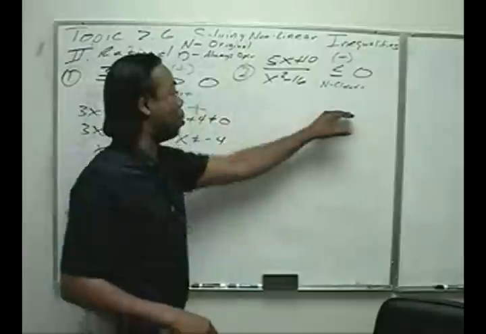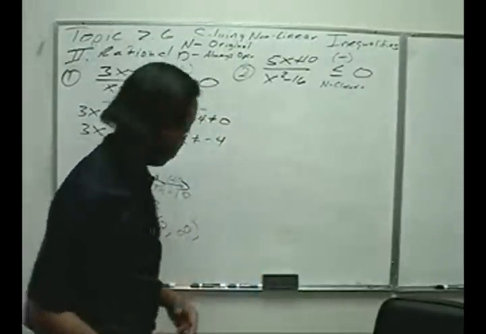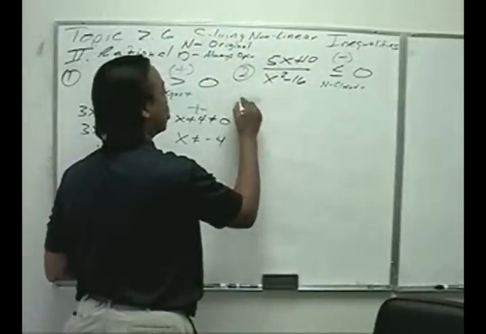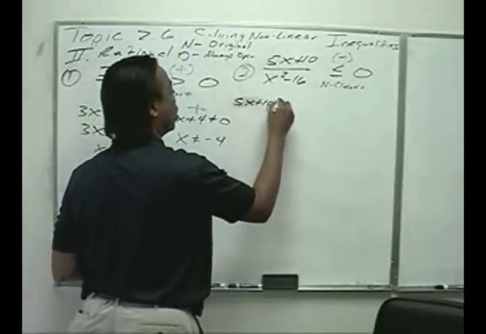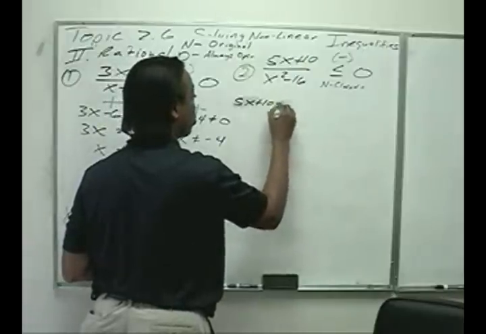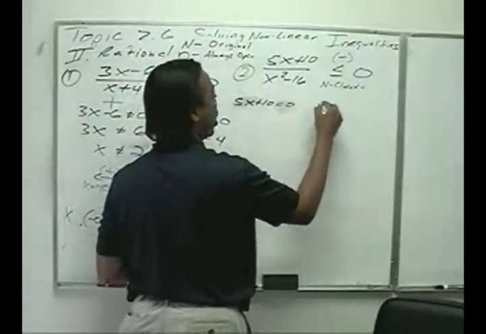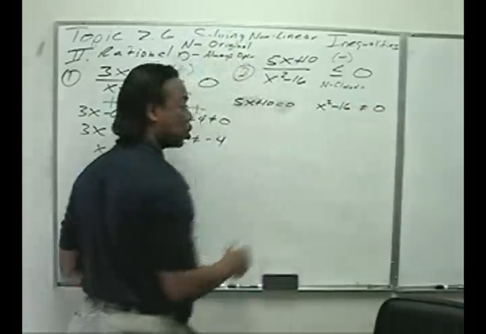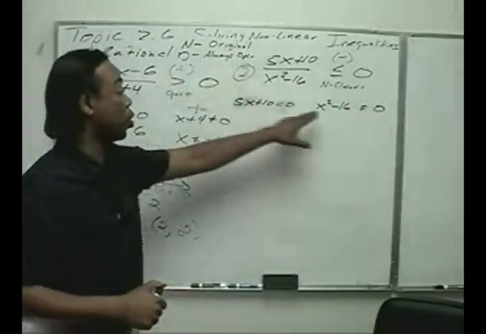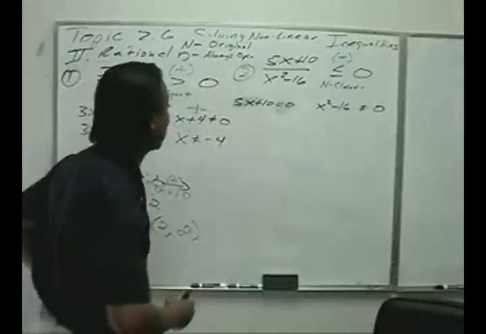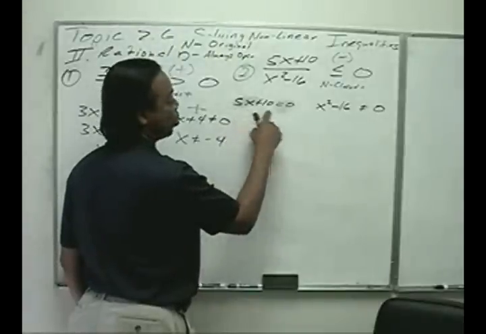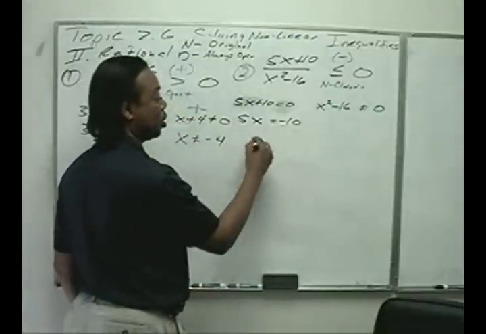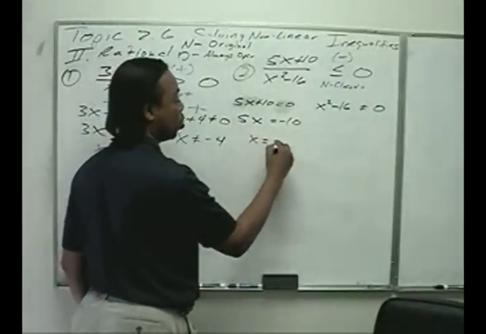So I'm going to take the numerator and denominator off and solve them separately for 0. We have 5x plus 10 set equal to 0, and we have x squared minus 16 not equal to 0, because the denominator is always open. Okay, now let's begin to solve for x. 5x plus 10 equals 0 implies 5x equals negative 10, and that implies that x equals negative 2.